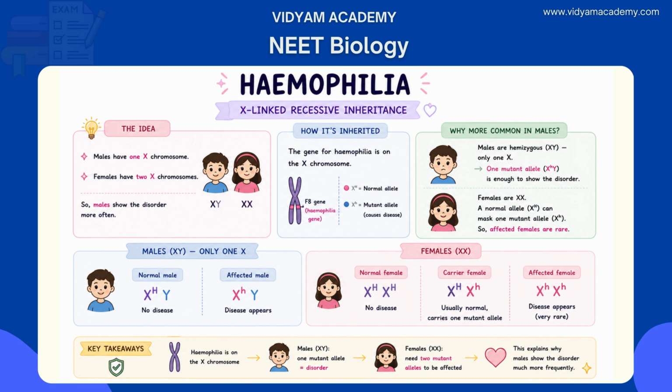Females have two X chromosomes, XX. A carrier female is phenotypically normal because one normal allele produces enough clotting factor 8 to prevent bleeding. So only homozygous recessive females are affected. R gives the exact molecular and chromosomal mechanism that directly explains why males express the disorder more frequently. So here assertion and reason both are correct.